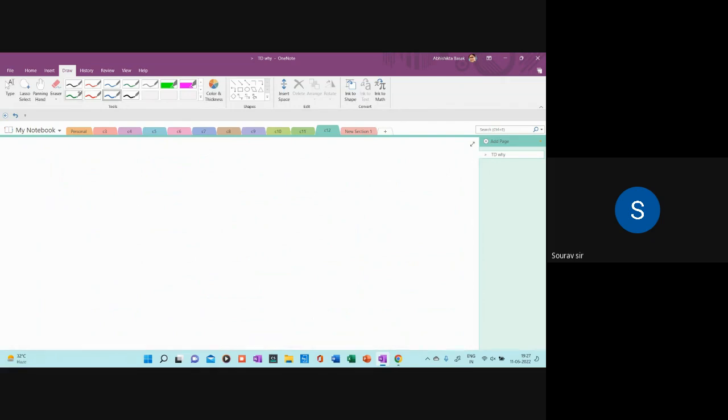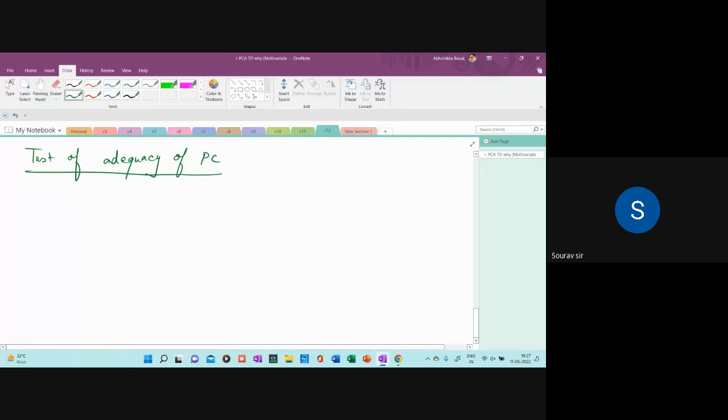So let us consider the test of adequacy of PC, adequacy of principal components. How are we going to check that? First of all, before I go to the testing procedure, let me discuss how we think this principal component basically works.